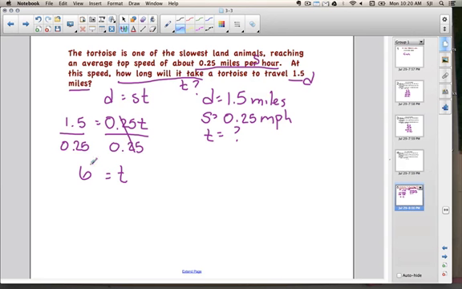And we need to make sure that we label our answer. 6 what? 6 elephants, 6 rhinos, 6 what? Well, remember our original question was how long will it take? It's going to take the tortoise 6 hours. And the way that I know hours is because our speed was listed in miles per hour. So that means it's going to take the tortoise 6 hours to travel 1.5 miles. Now I'm pretty thankful I don't travel that slow, or else I would never get anywhere.